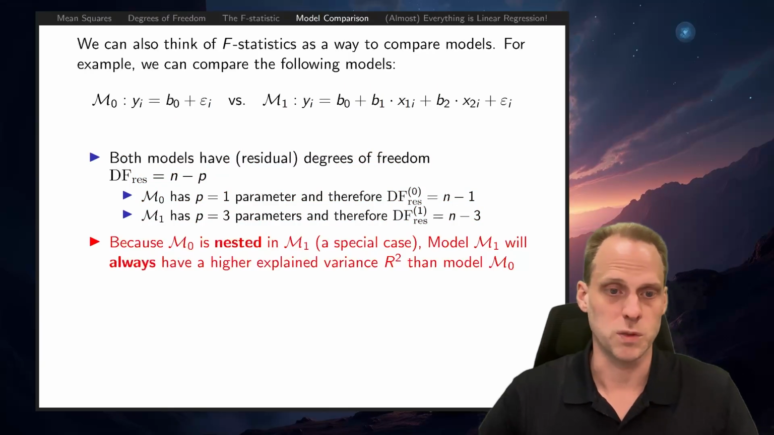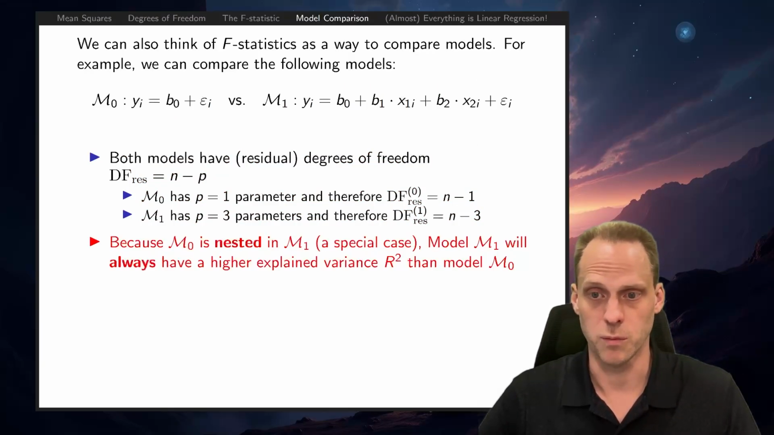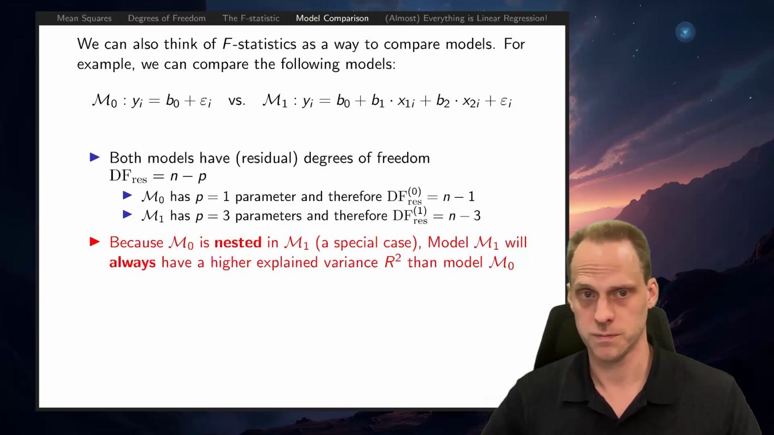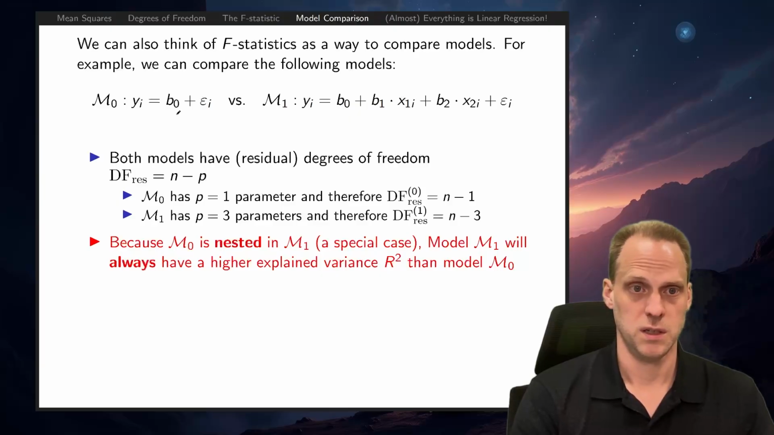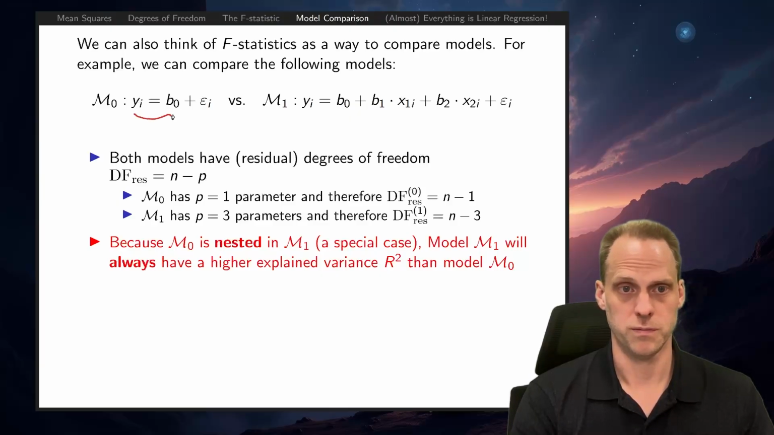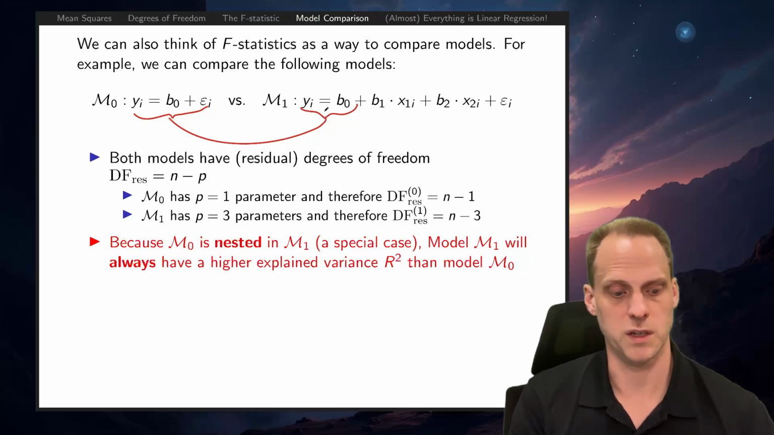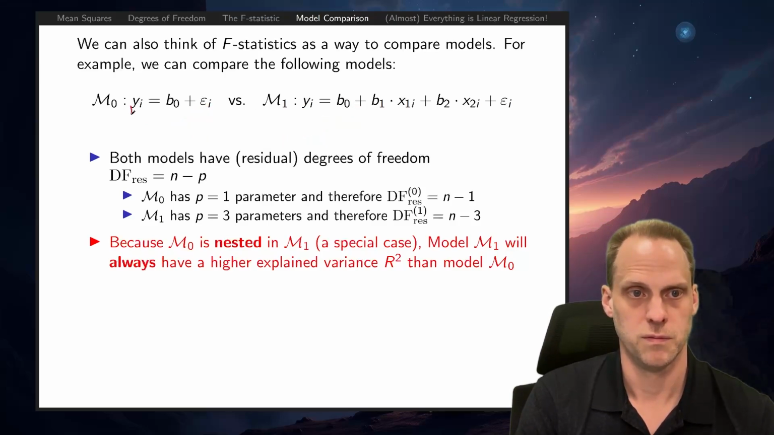Model 1 has three parameters, 1, 2, 3, and therefore the residual degrees of freedom of model 1 is n minus 3. Because model 0 is nested in model 1, model 1 will always have a higher explained variance than model 0. What does that mean? This model is already part of this model. Right, so we have here y equals b0, that's already in here.